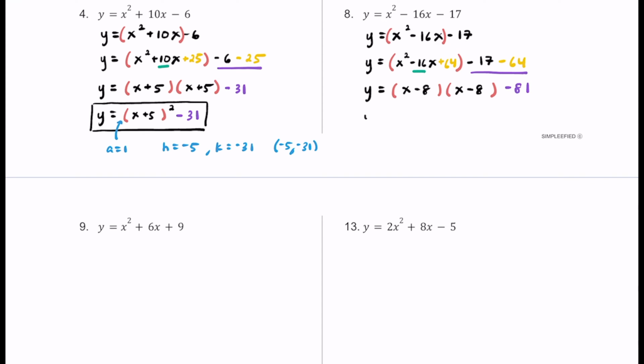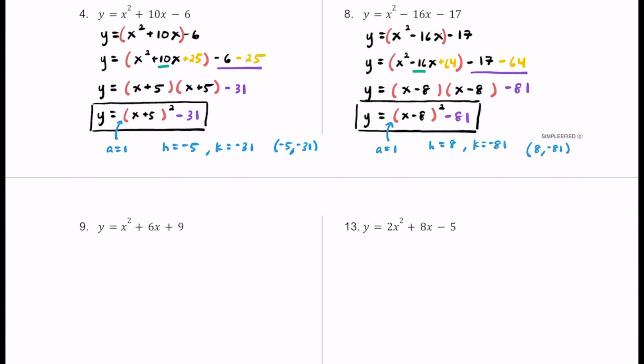And let's go ahead and condense this. We say y is equal to the quantity x minus 8, and we're going to square that and then write minus 81 along the outside. All right, so this right here should be our vertex form. So from this, we can see that there is no vertical stretch or shrink. We translated 8 units to the right and 81 units down, and we have a vertex of (8, negative 81).